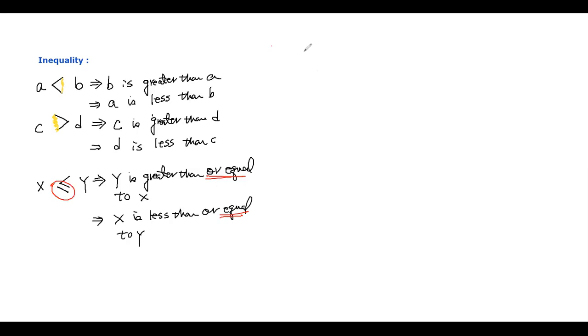For inequalities, the properties are listed in your worksheet. If A is less than B and you add a number to both sides, the inequality stays the same. If you subtract C from both sides, the inequality still remains the same. Now, how about multiplication?